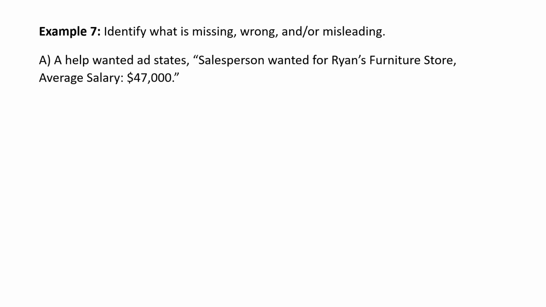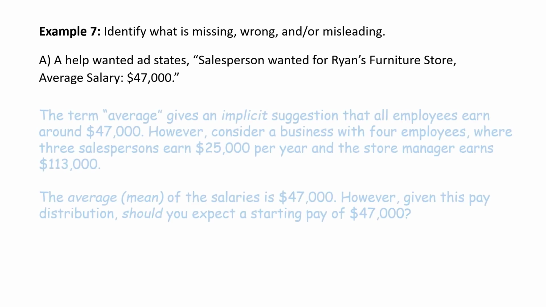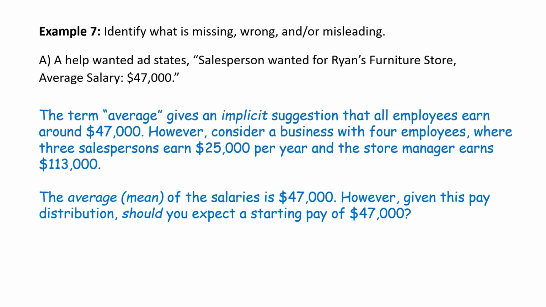Example. Identify what is missing, wrong, and or misleading. Part A. A help wanted ad states, salesperson wanted for Ryan's furniture store. Average salary, $47,000. The term average gives an implicit suggestion that all employees earn around $47,000.